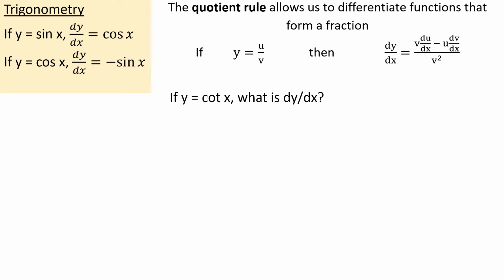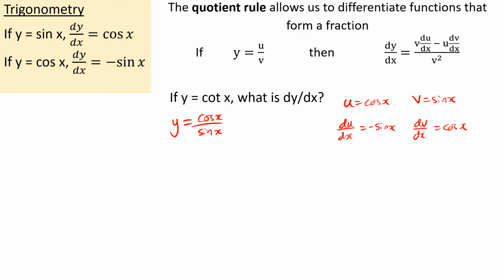Suppose, and use some chain rule, but we're going to stick with the quotient rule for now. I think it's probably easier. Cot x, as we mentioned on the previous slide, is cos over sine. So we're saying that u is cos and v is sine, and we can differentiate them both and get minus sine and cos.